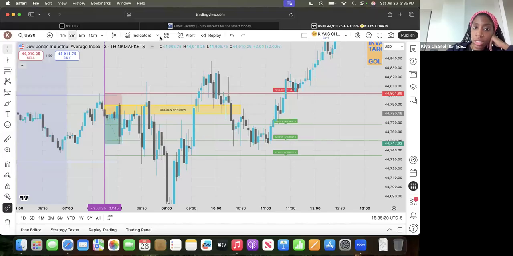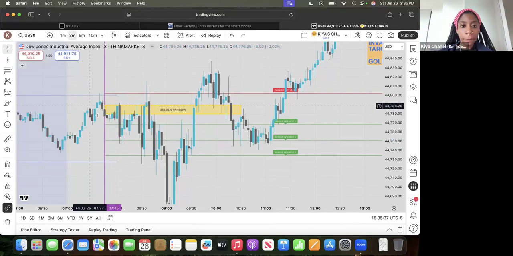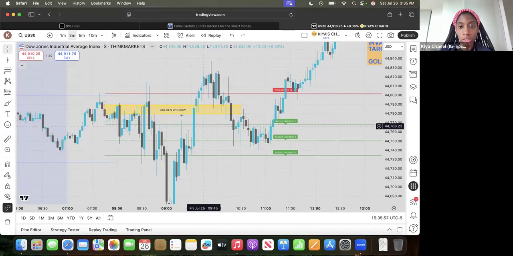I usually wait until at least take profit 1 is about to hit. That's when I move my stop loss to break even on TradeLocker. That really, really helps. But like I said earlier, I cannot emphasize enough waiting for the candle to close at the beginning of the golden window, and then hopping in on the trade on the next candlestick. Okay, so make sure you guys understand that.